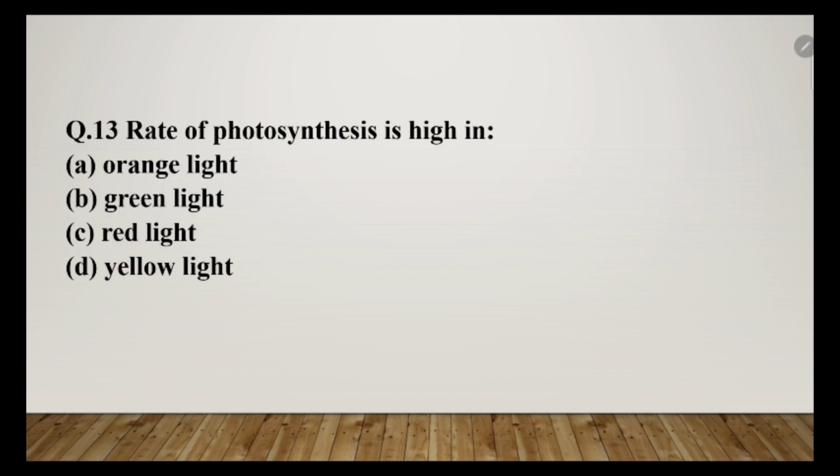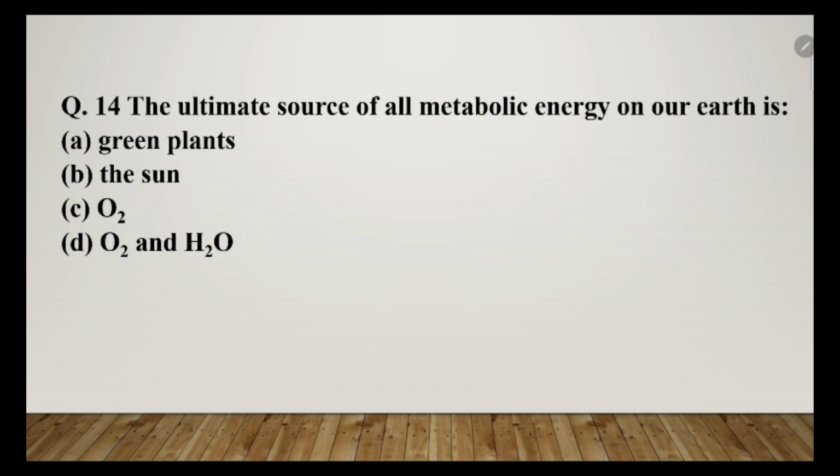Question 13, the rate of photosynthesis is high in orange light, green light, red light and yellow light. Out of these, red light will be the answer for this question. Question 14 asks, the ultimate source of all metabolic energy on our earth is the sun. Plants perform photosynthesis, but they also depend upon the sun. So, the sun is the answer for this question.